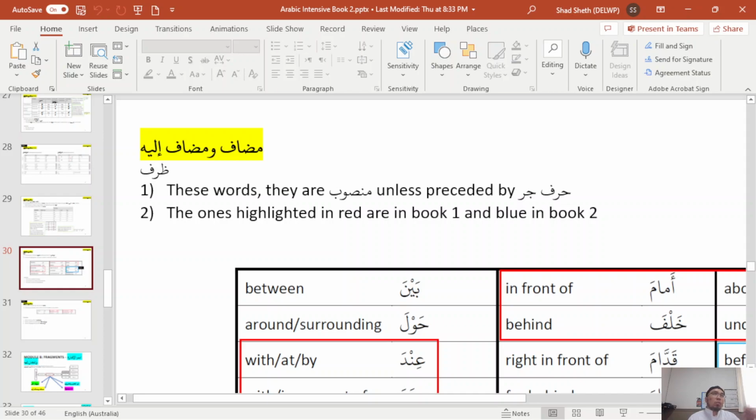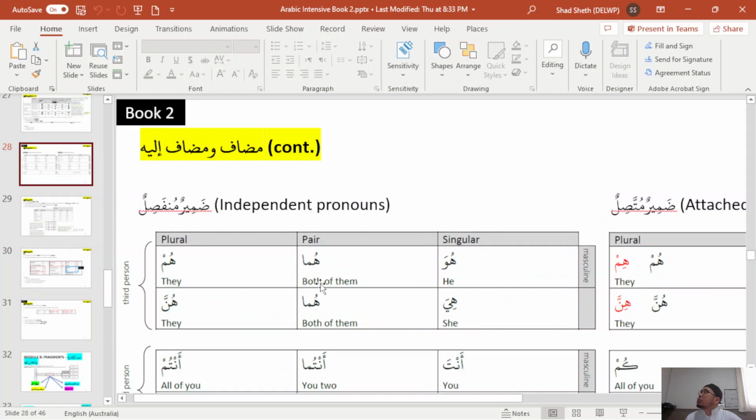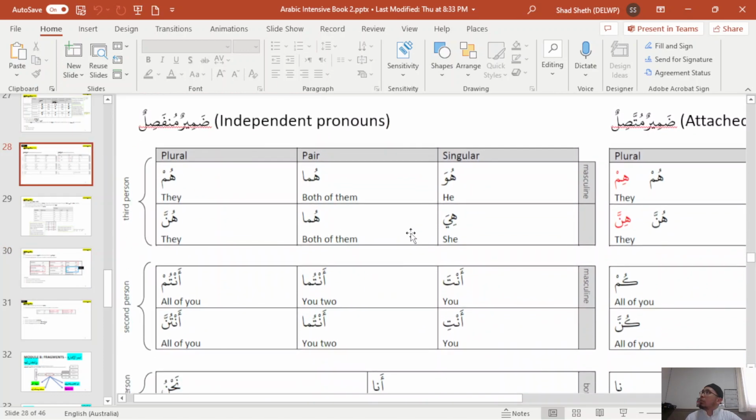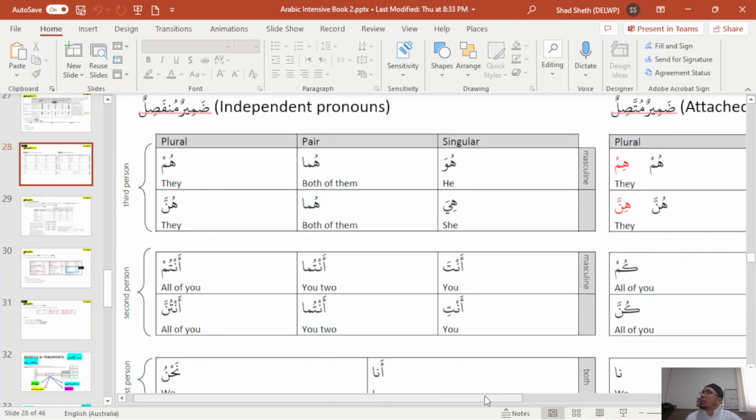So like I said before, you have to memorize this table. The table is in this one, this table. Cell number 28. Have to memorize this. And also the other table is this one.